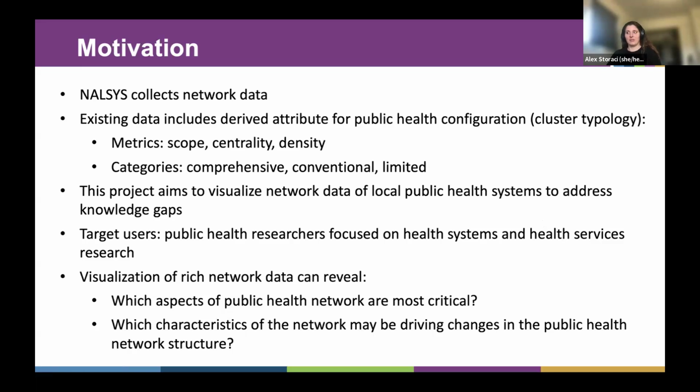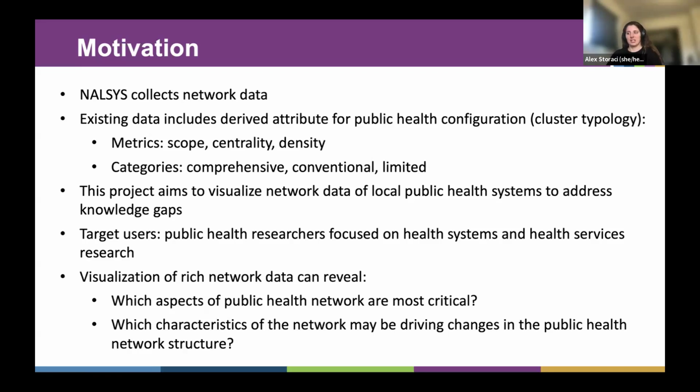However, this high-level attribute does not provide a lot of insight into how the most effective public health systems evolve and which aspects of the network are most critical in developing and maintaining a high-functioning public health system. So this project really aimed to visualize network data of local public health systems to address some of these knowledge gaps. The target users that I had in mind when I was creating this app were public health researchers that are focused on health systems and health services research, because I work in health services research.